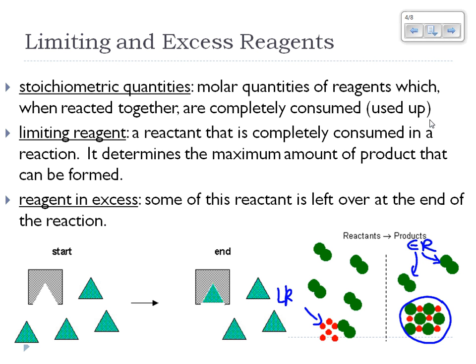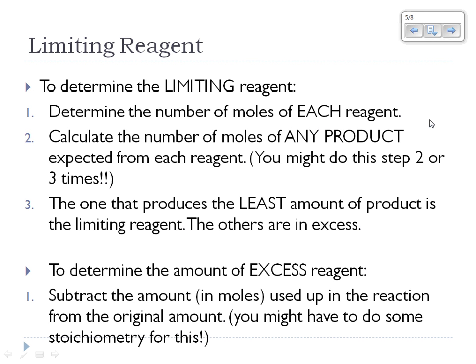Now what we have to do is use stoichiometric quantities and actual numbers to calculate which is the limiting reagent and which is the reagent in excess. So here are your steps, for those of you that like to memorize steps. You've got 2 types of questions here: to determine the limiting reagent and to determine the amount of excess reagent. To determine the limiting reagent, step 1 is to determine the number of moles of each reagent. That is different and totally new compared to anything we've ever done before. Then step 2 is to calculate the number of moles of any product expected from each reagent. This means that you might have to do this step 2 or 3 times.